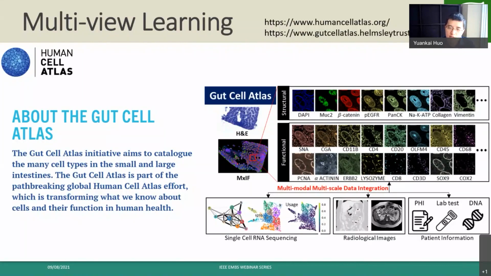And the right side is the data we have from Vanderbilt. So we have H&E images, which are microscopic images. We have MXIF, which is also microscopy and also pathological images. And we have radiological images, sequencing, and we have clinical information at the end. So I think this is the trend: to understand the disease, understand the clinical problem in a more comprehensive way, we need to understand the different modalities and be able to integrate different modalities together. And hopefully our solution will be the way to solve this complicated Gut Cell Atlas problem.